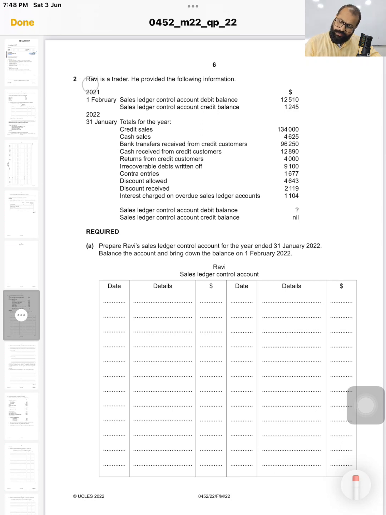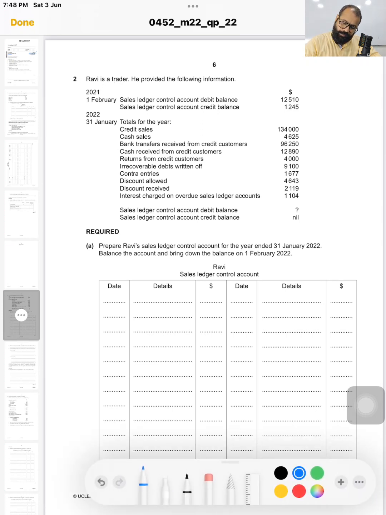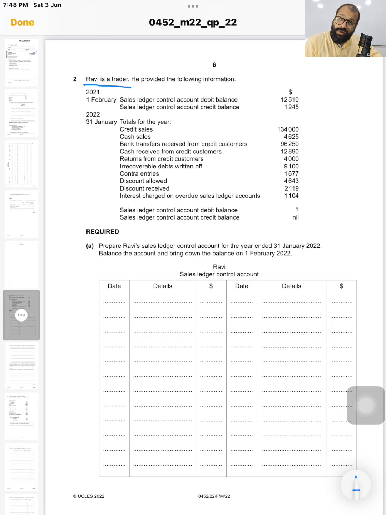Ravi is a trader. He provides you the following information. So we'll take the information which is required for sales, and those which are not required, we'll put an X on them. Sales ledger control account debit balance, yes, this is required. Sales ledger account credit balance, yes, this is required. Total sales for the year, credit sales, cash sales we do not require. Cash sales will go in the cash book, so only credit sales will be coming here and no cash sales. So this figure we don't require.